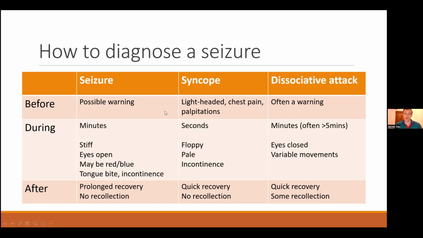So you might get a warning with all of them. Okay, syncope, you're thinking about things like lightheadedness, something cardiac like palpitations or chest pain. Okay, seizures and dissociative attacks a bit more variable, but people do get a little bit of a sense that it's coming up on them, like an aura.